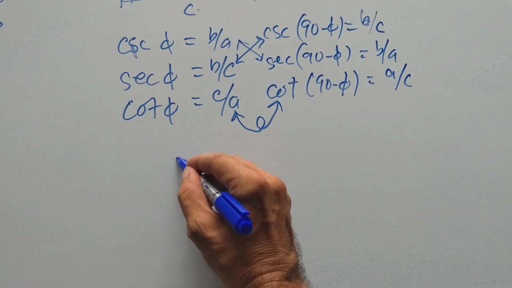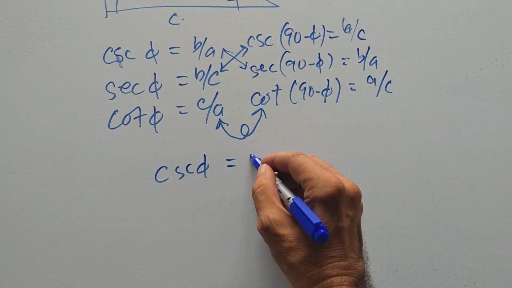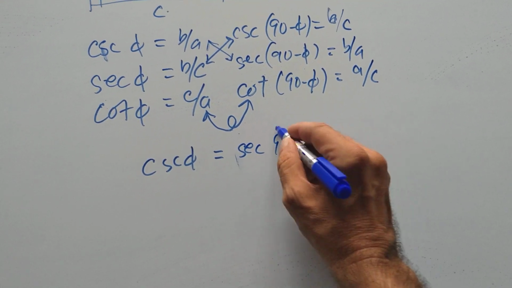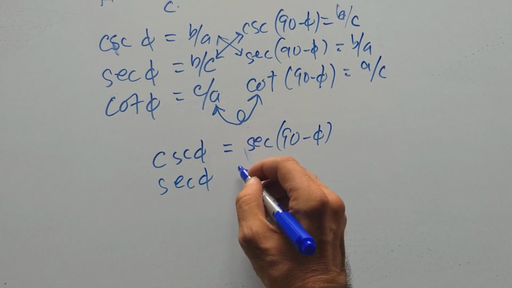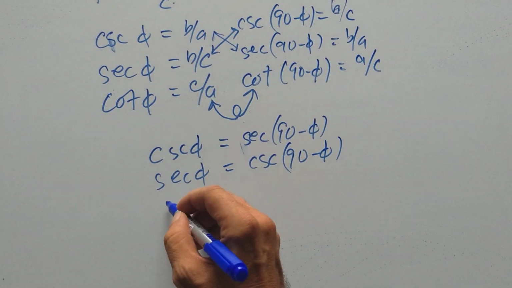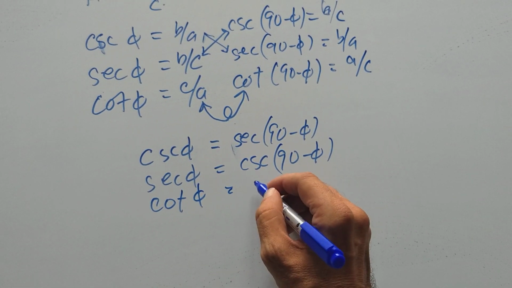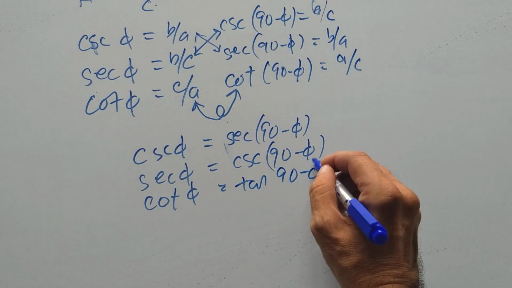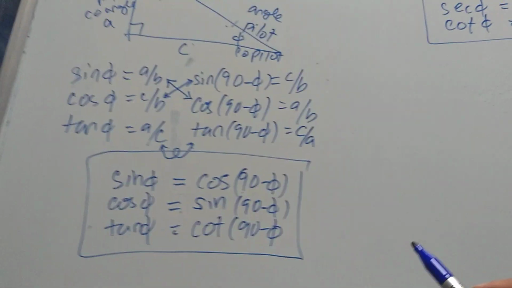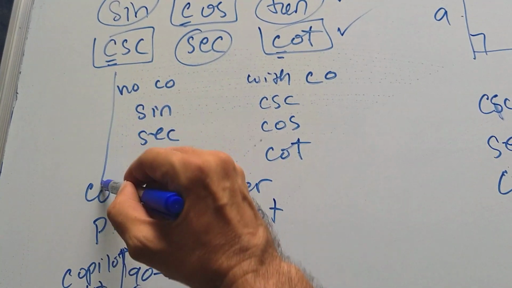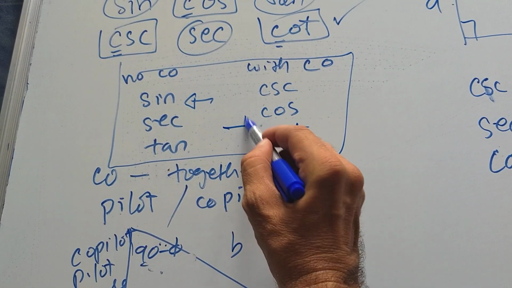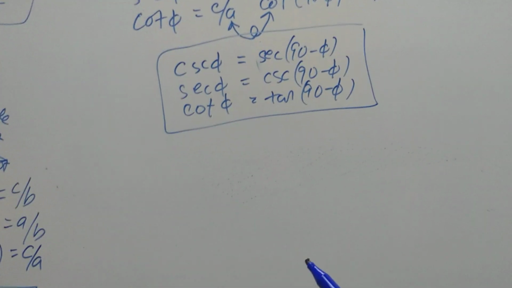So let's write this down. Cosecant phi is secant 90 minus phi. Secant phi is cosecant 90 minus phi. And then cotan phi is tan 90 minus phi. I have 6 relationships, 3 here, 3 here. Now let's reorganize them like this. I want to put no co on this side, and with co on the other side. Okay, let's try that.